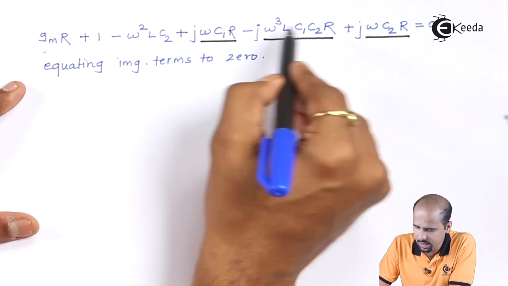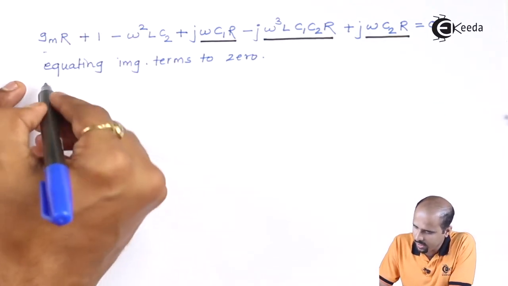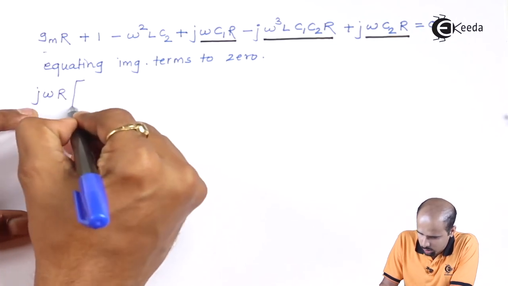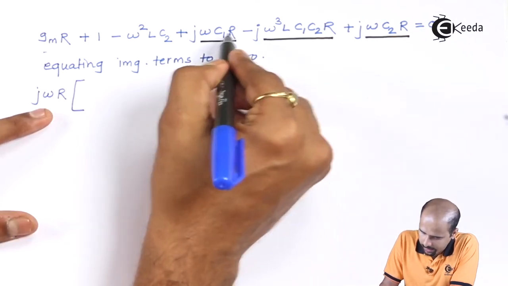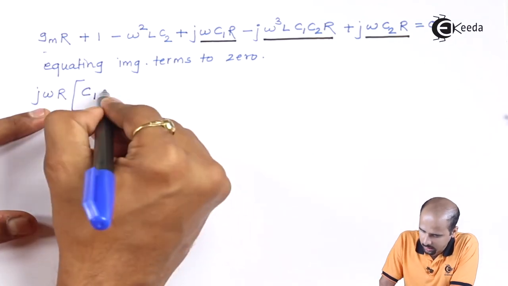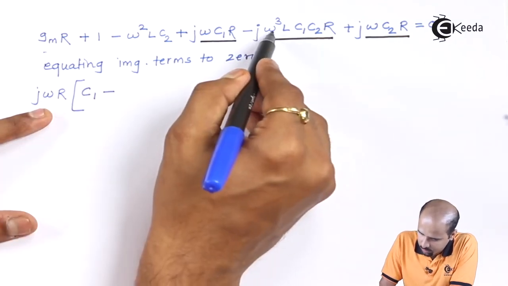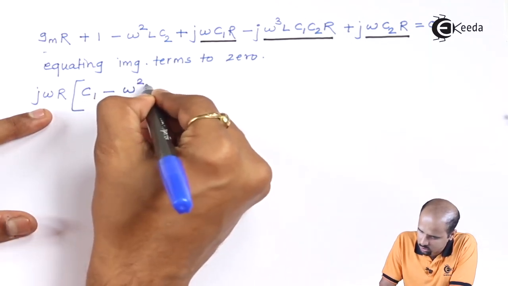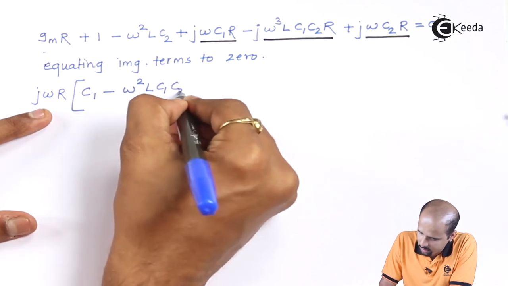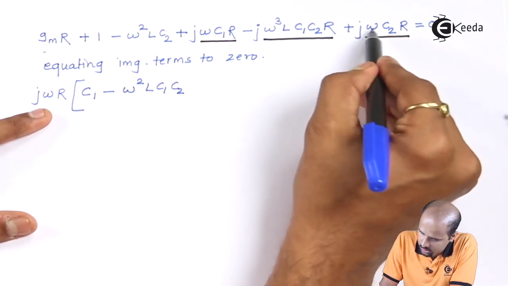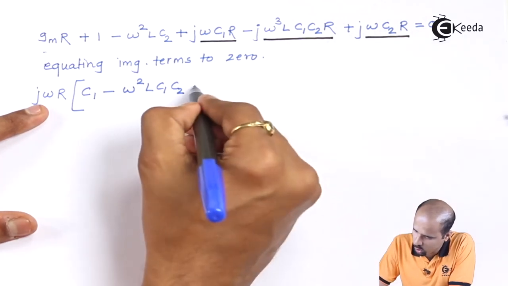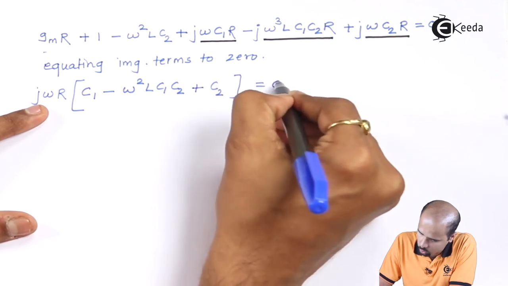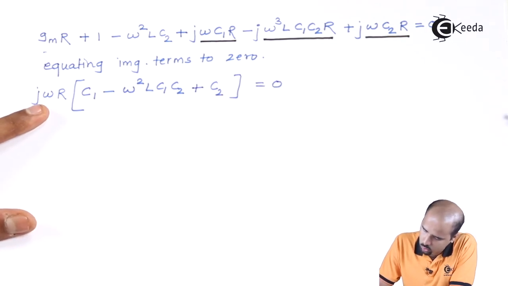J R and J R will get cancelled, and omega and omega will get cancelled, and I can say that I will take this common, J omega R in bracket, whatever I will be getting, J omega R, then this will be C1 minus this J, one omega and one R will get cancelled, so minus omega square L C1 C2. Okay, this J omega R will get cancelled and this will become plus C2. This is equal to zero.